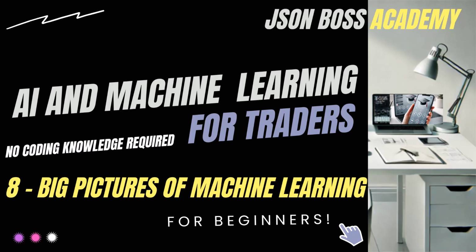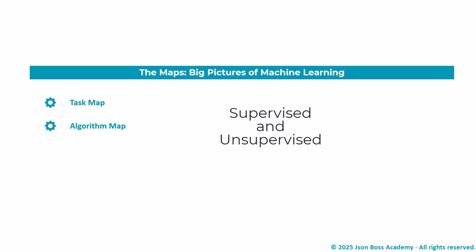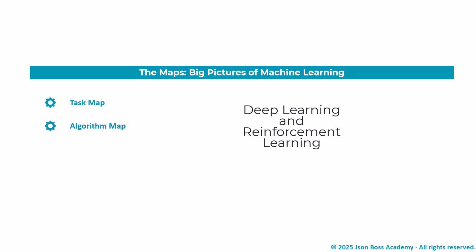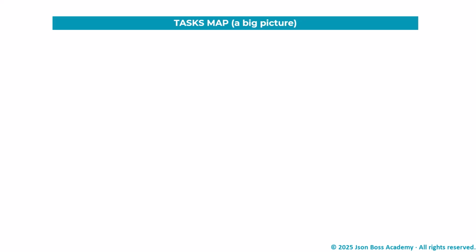In this video, we will explore two big pictures or maps. In the first map, we will look at the different tasks that can be performed with machine learning. In the second map, we will see various machine learning algorithms categorized under supervised and unsupervised learning, deep learning, and reinforcement learning. From a task-oriented perspective, let's divide learning into deep and classic and understand that mastering classic learning is a prerequisite for diving into deep learning.